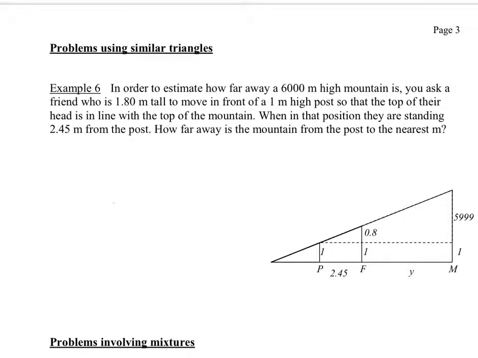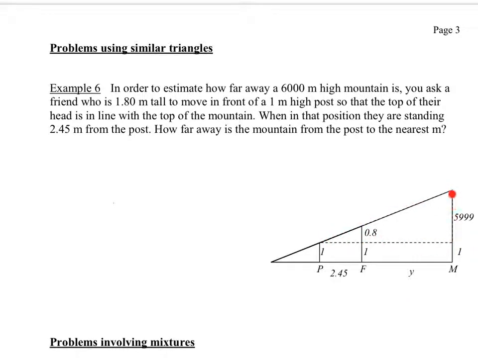And it also tells you that the friend is 2.45 meters from the post. Your job is to find out the length from M all the way to P. So in other words, that's going to be Y plus 2.45. To find Y, what we're going to do is look at this little triangle here, which is similar to this big triangle here.